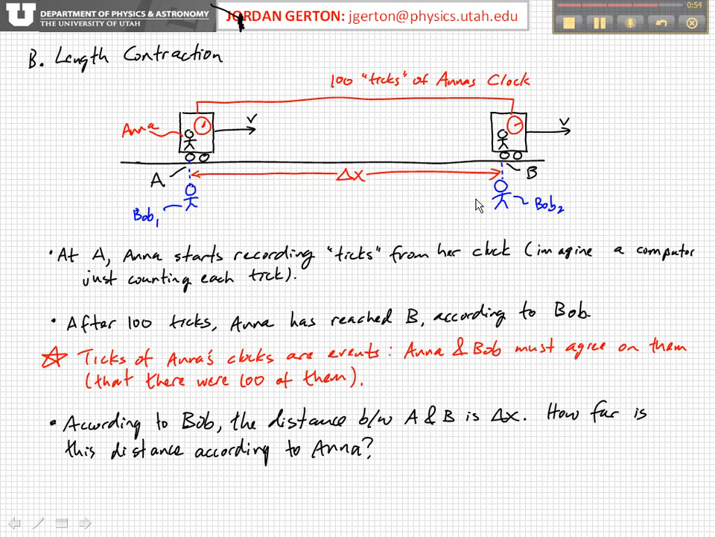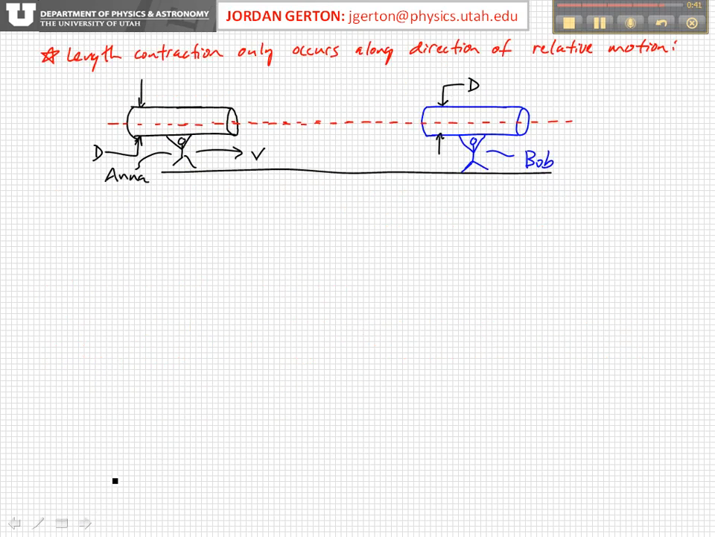So a reasonable question to ask is, do we have length contraction in a direction perpendicular to that direction of motion? Okay, and the answer is no. And to see this, we basically consider a simple situation where we have Anna and Bob. They're both holding pipes of equal diameters, d, okay, and they're running towards each other with some relative velocity v. Okay, so Anna has her pipe, Bob has his pipe. They both have the same diameters, and they're running towards each other with relative velocity v.